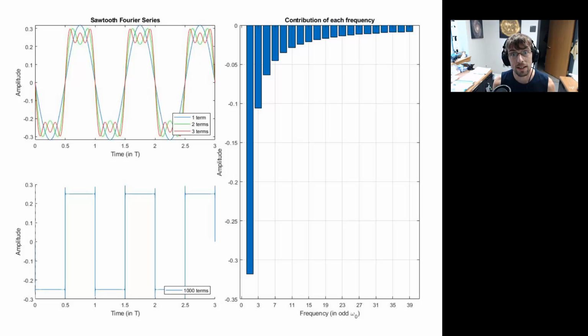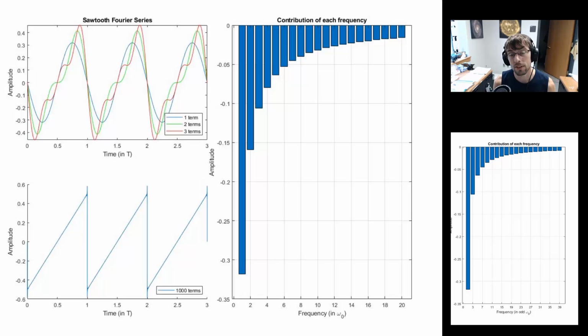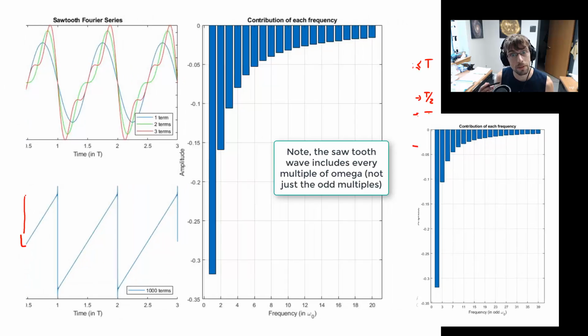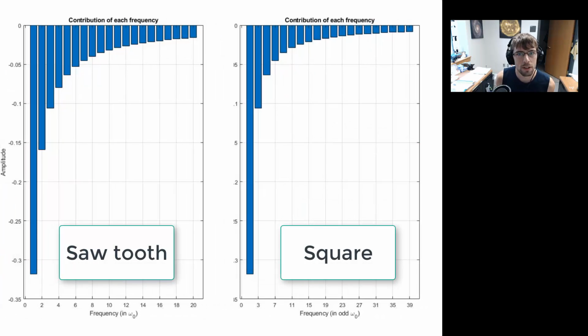And just for kicks, I'll give you a frequency plot for, say, the sawtooth wave. And you can see that it differs, right? Rather than it being every other term, all the odd terms and negative for the square wave, you see that the one for the sawtooth wave looks different. Pretty cool, huh?